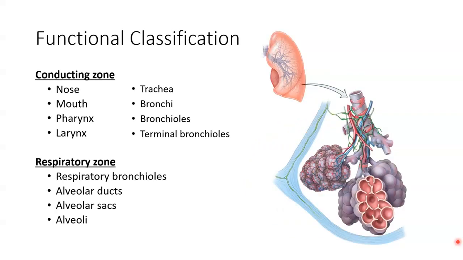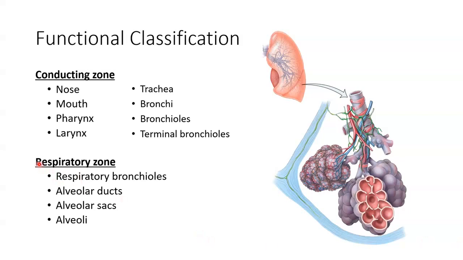Functionally, the respiratory system also consists of 2 parts. We have the conducting zone, which is a series of interconnecting cavities and tubes that are both outside and within the lungs. These include the nose and the nasal cavity, the pharynx and the larynx, the trachea, the bronchi, the bronchioles, and then our terminal bronchioles. The function of the conducting zone is to filter, warm, and moisten air and conduct it, or move it, into our lungs.